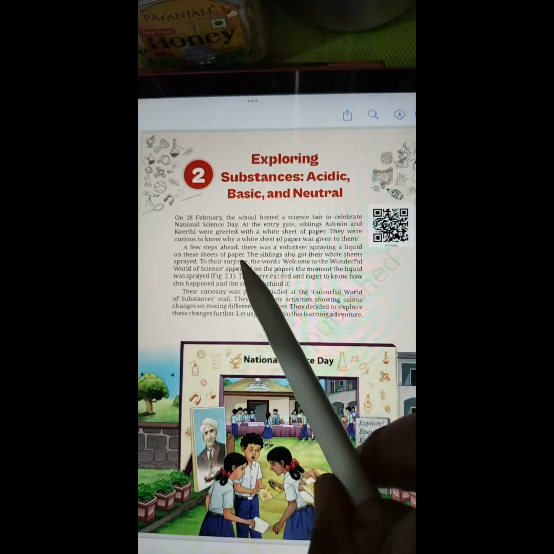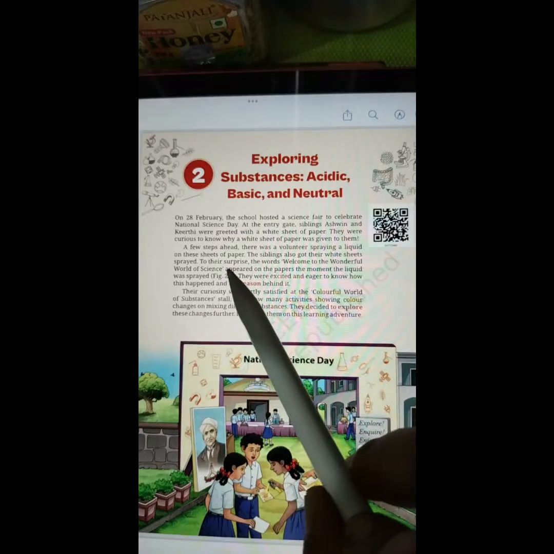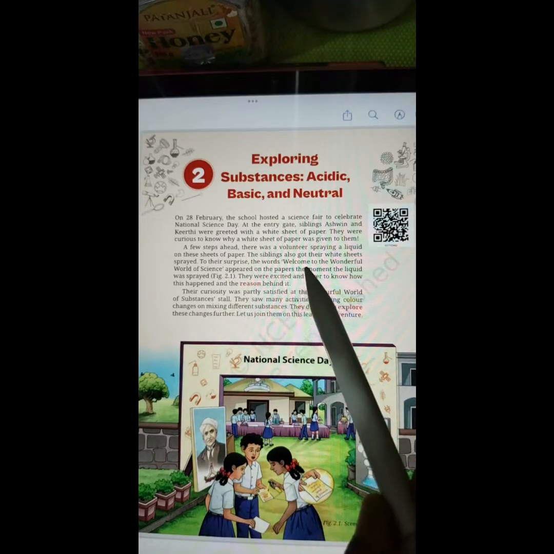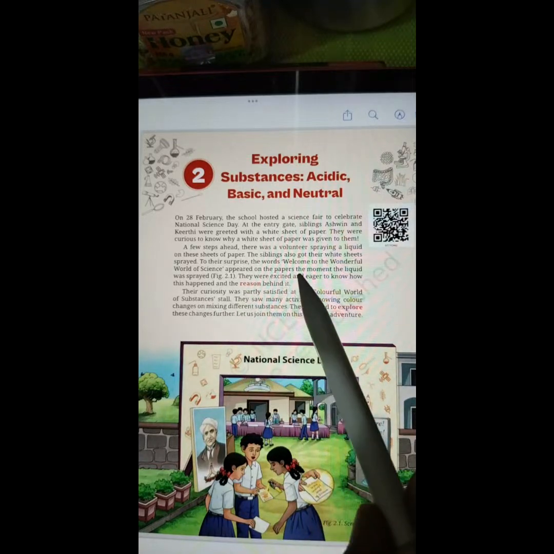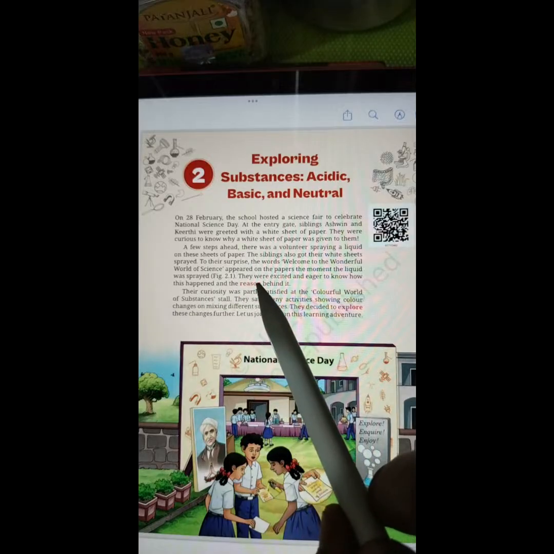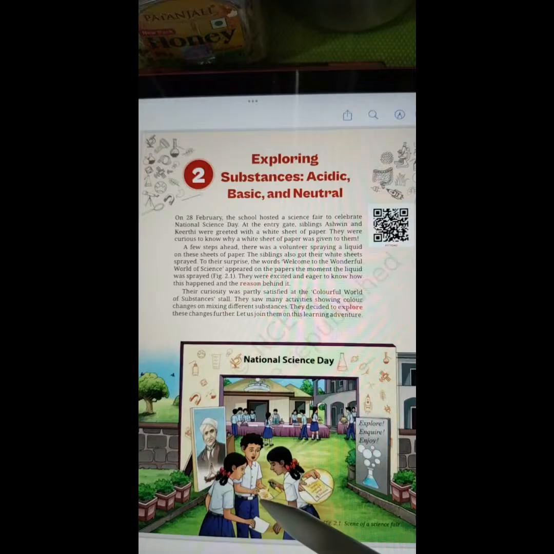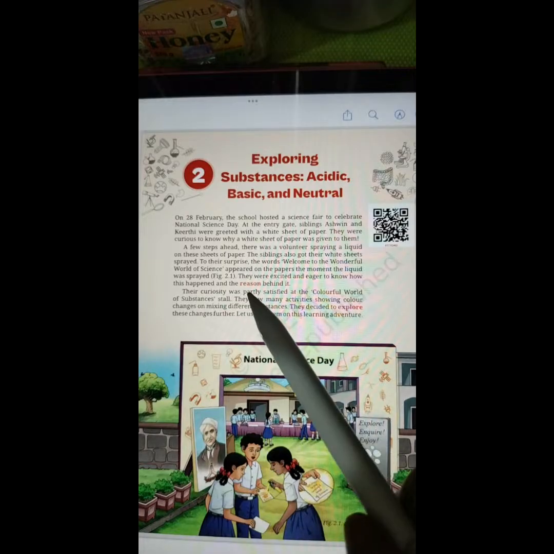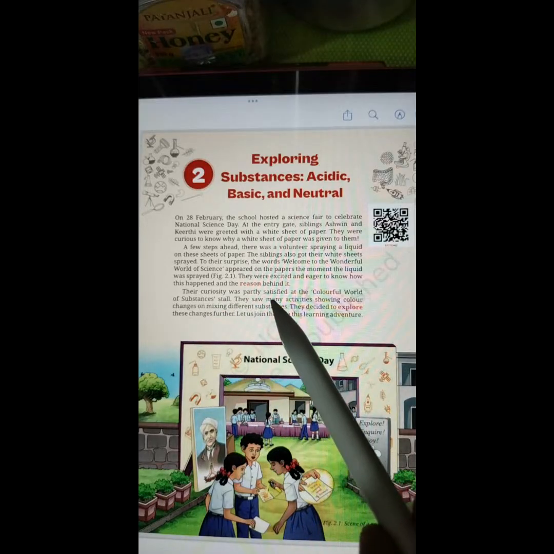A few steps ahead, there was a volunteer spraying a liquid on these sheets of paper. The siblings also got their white sheets sprayed. To their surprise, the words "Welcome to the wonderful world of science" appeared on the papers the moment the liquid was sprayed, as shown in figure 2.1. They were excited and eager to know how this happened and the reason behind it.